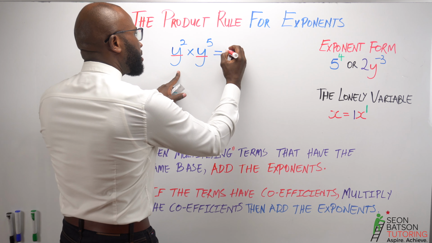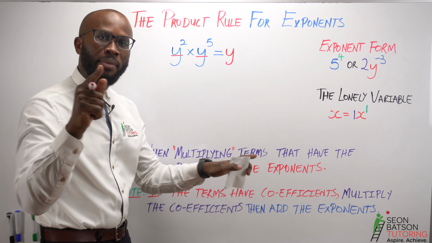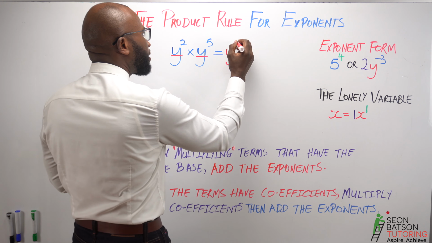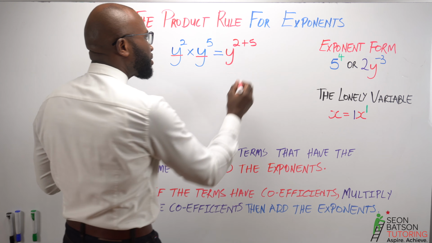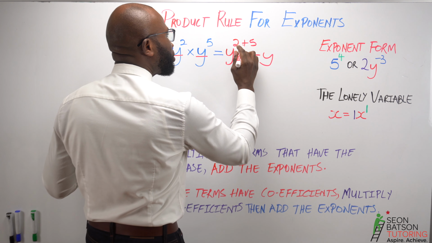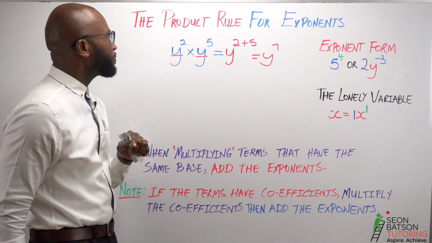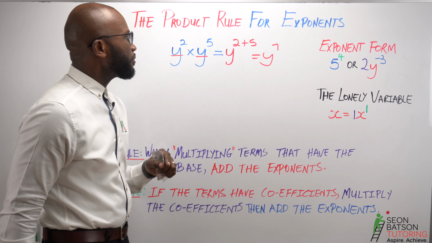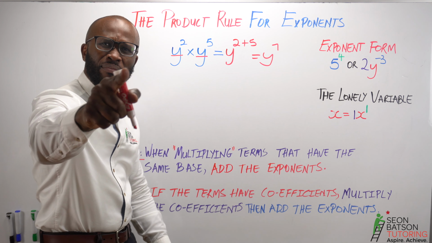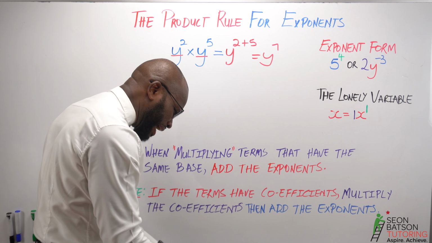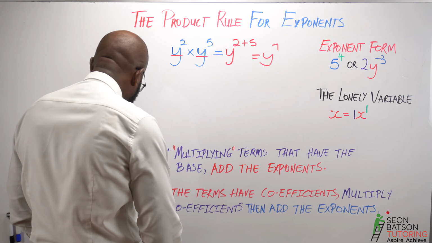Look what happened. The base stays the same. You do not touch the base. The base will always remain the same. And we add the exponents. 2 plus 5. Yes? So our answer here will be y. 2 plus 5 is 7. So y to the second power times y to the 5th power is equal to y to the 7th power. How is that? It's very simple. It's very exciting. It's very straightforward. How are you feeling? Super, super.